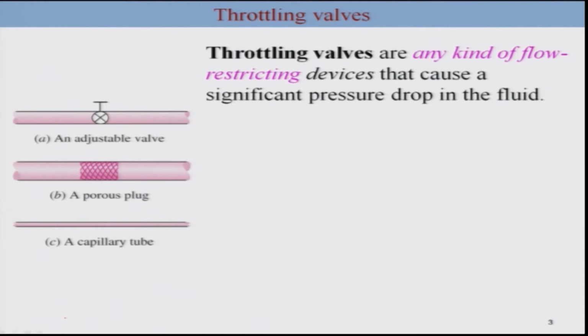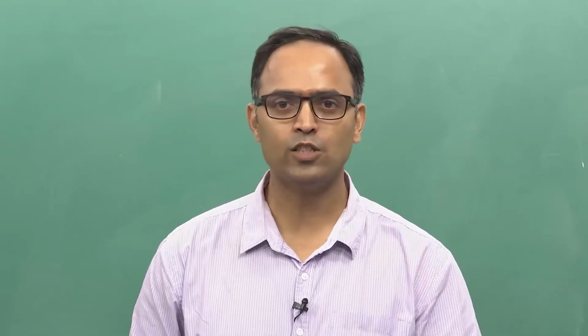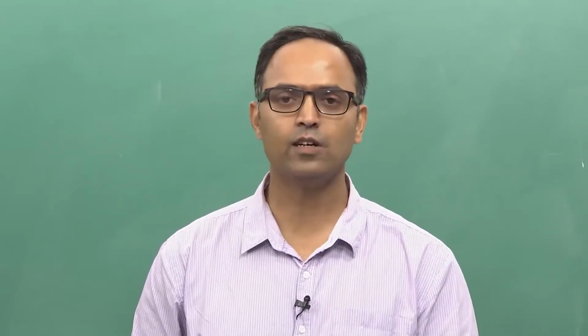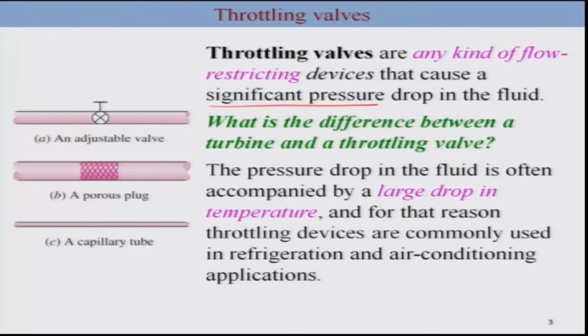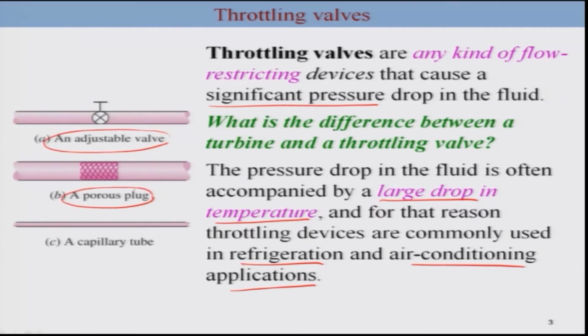So, a throttling valve is basically any kind of flow restricting device, and thus it causes a significant pressure drop in the fluid. There is a difference compared with a turbine, which does not lead to a significant change in temperature, but in a throttling valve, the pressure drop in the fluid is often accompanied by a large drop in temperature, and this is the reason that throttling valves are commonly used in refrigeration and air conditioning applications. There are different kinds of throttling valves. You can have adjustable valves, a porous plug based valve, or a simple capillary tube. These are all examples of throttling valves.